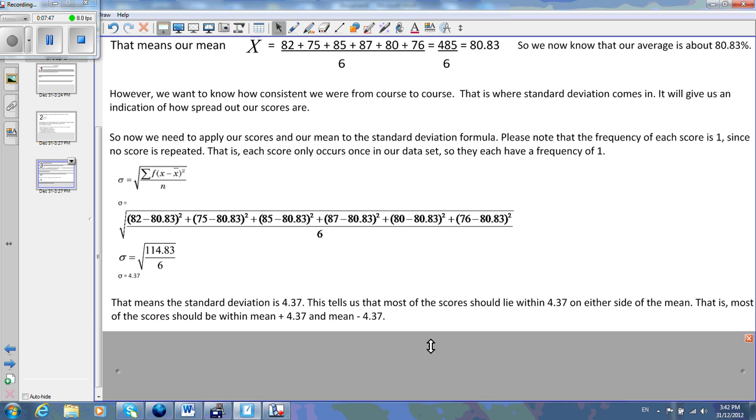And what that means is the standard deviation is 4.37. That tells us that most of our scores should be within 4.37% on either side of the mean or the average. Or in other words, most of our scores should be within mean plus 4.37 and mean minus 4.37. And you're very welcome to go and add 4.37 to 80.83 and subtract 4.37 from 80.83, and you'll see that most of these 6 percentages do lie within that range.